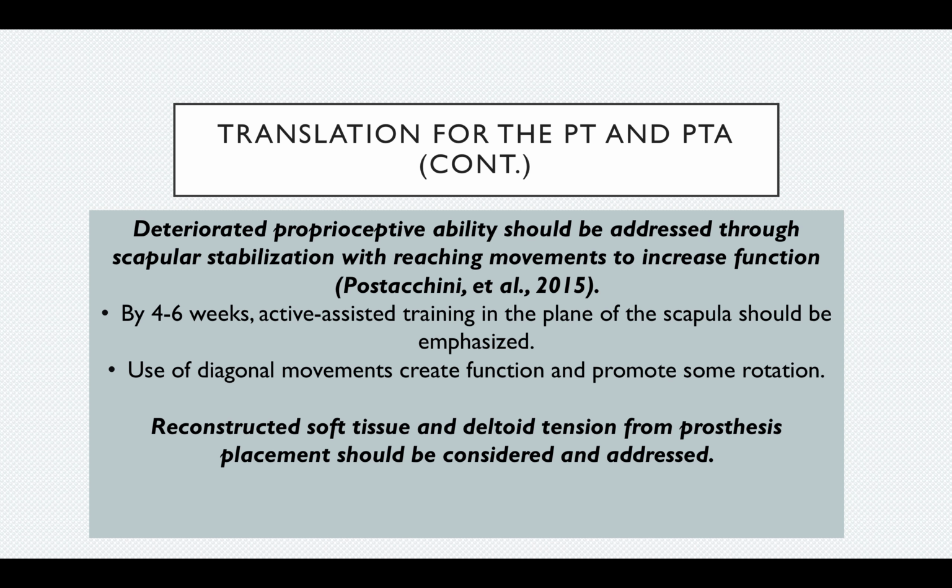So by 4 to 6 weeks, we want to begin active assistive training in the plane of the scapula, and that should be emphasized at this time. Use diagonal movements to create function and promote some rotation. Because rotation is very limited because of the lack of a sufficient rotator cuff, we also want to make sure we emphasize the posterior deltoid. Working on the posterior deltoid can help improve rotation and function.